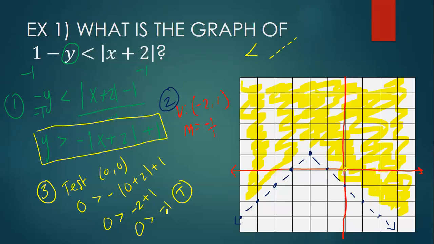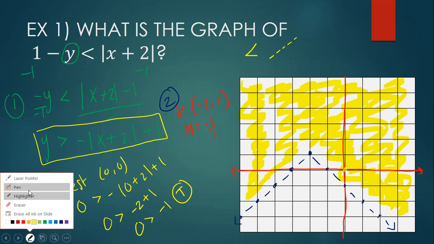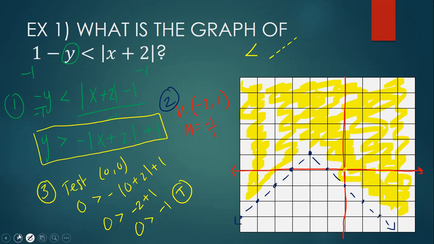How do you feel about the 3 steps? Are we all comfortable with step 1, getting y by itself? Step 2, using the slope and your vertex to graph. Step 3, choosing a test point and testing to see if it's true or false. No questions, comments, or concerns? Okay. Then we're going to try it again and then move on.